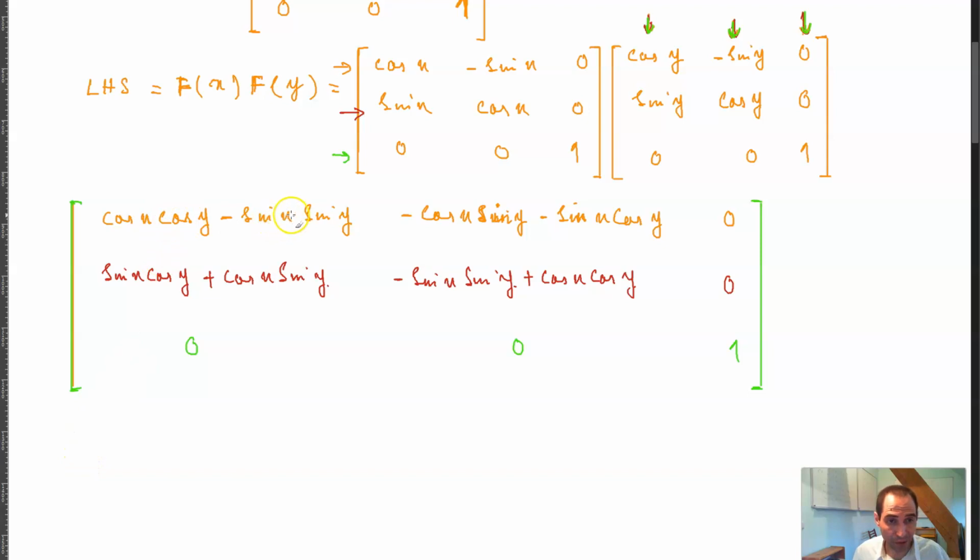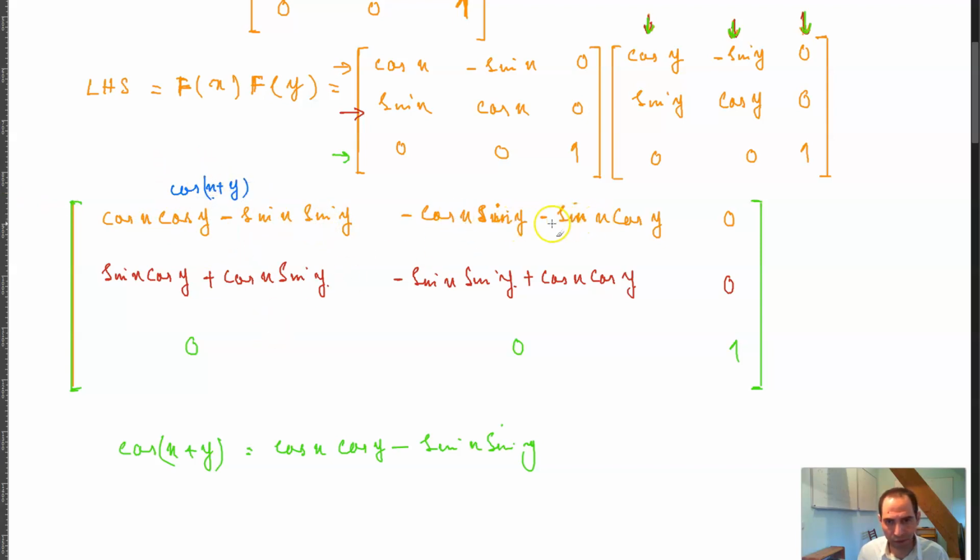cos x cos y minus sin x sin y is the same thing as cos of x plus y, right? Because cos of x plus y is equal to cos x cos y minus sin x sin y, right? So this is the same thing as cos of x plus y.